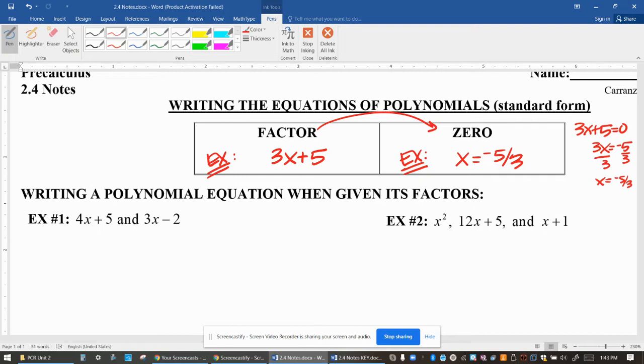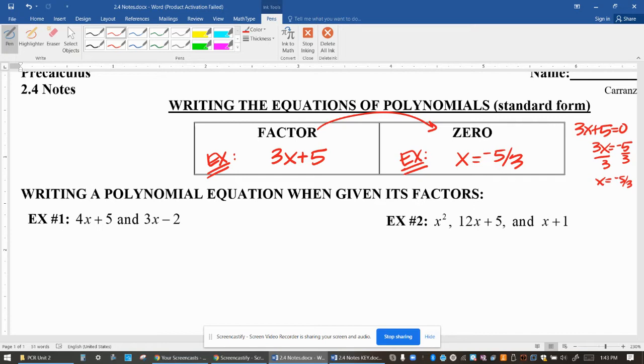Now, in this lesson, we're going to ask you to write a polynomial equation of least degree in standard form when given its factors or its zeros. So how do we start?